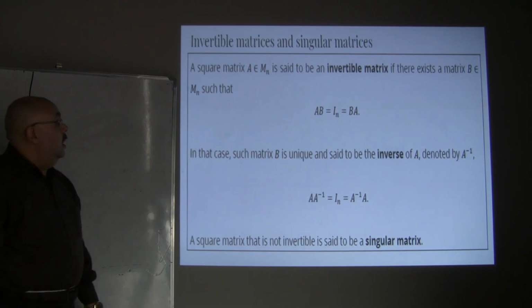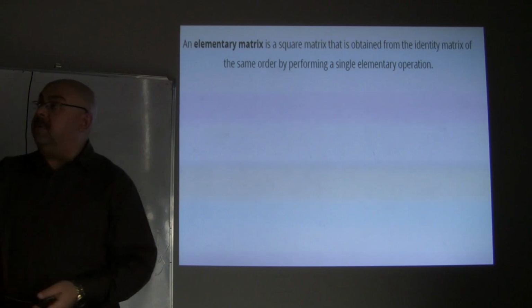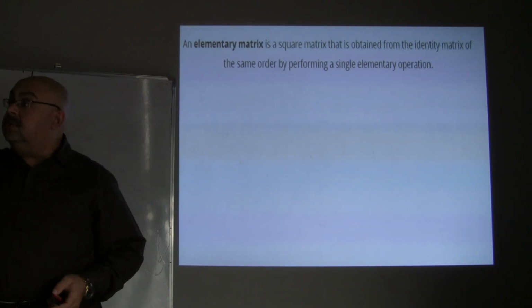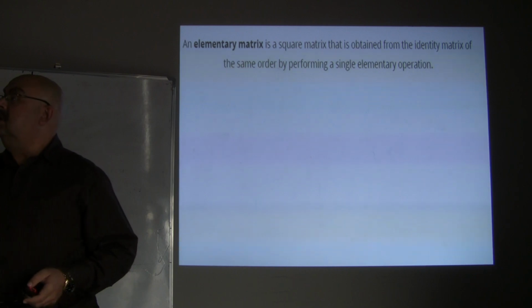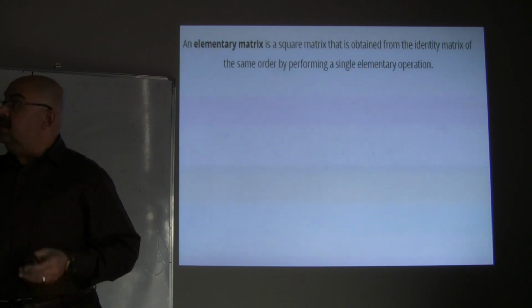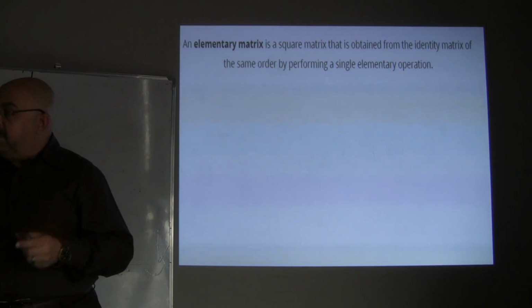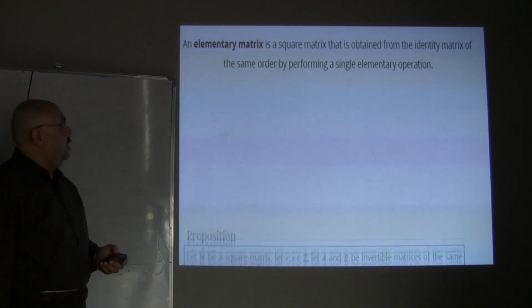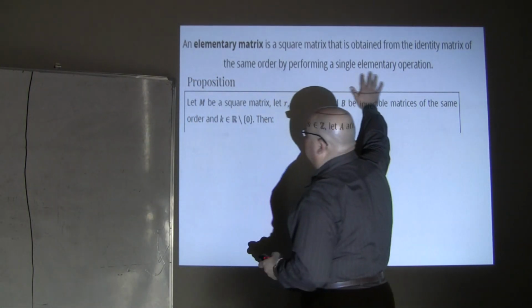Okay? Once more, what are the elementary matrices? Do you remember what's an elementary matrix? It's a matrix obtained from the identity matrix with one of the operations, which is swapping rows or multiplying a row by a number. Yes, exactly. Perfect. It's the same order, performing the same elementary operation.